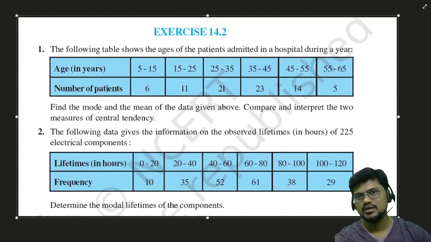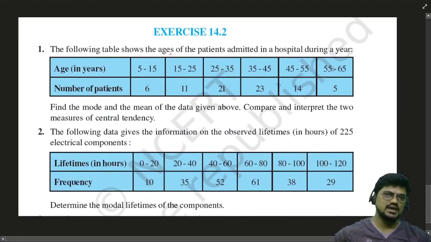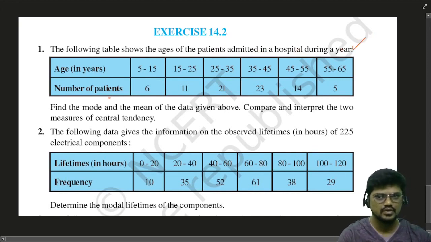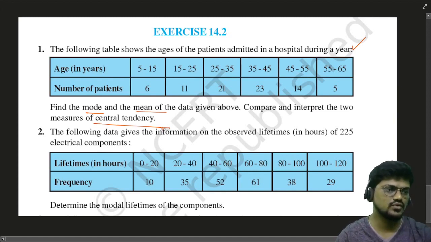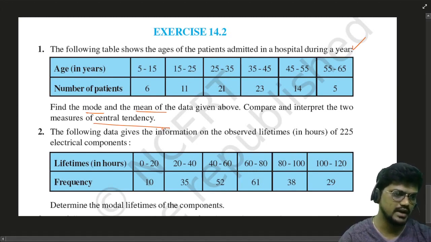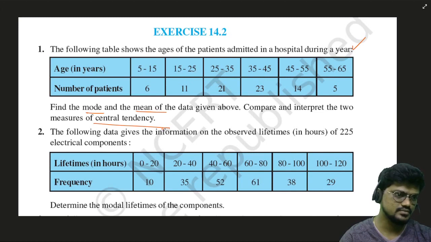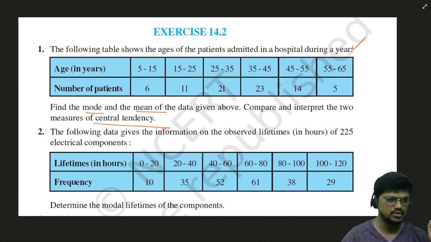Now, the following table shows the ages of patients admitted in a hospital during a year. Find the mode and the mean of the data given above. Compare and interpret the two measures of central tendency. You have to find the mode and the mean. I hope you are aware how to find the mean, so I'll not be doing the mean again. I'll be finding only the mode.